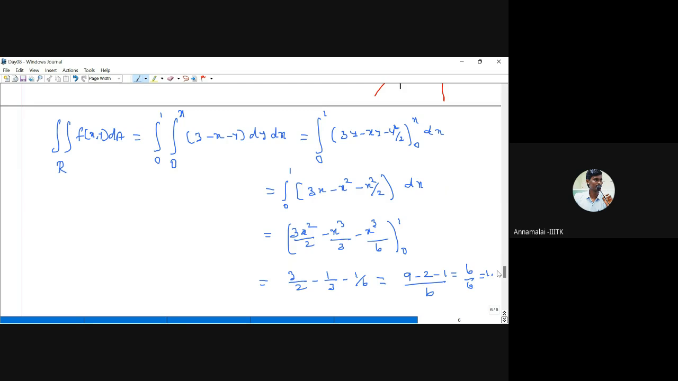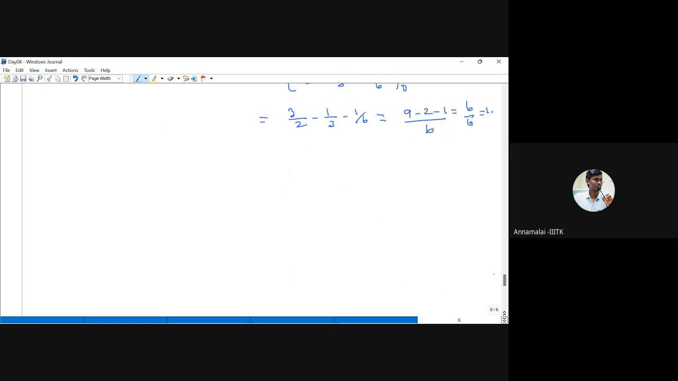So the volume bounded by this triangle and the function is 1. Okay. Any doubt in this? Anyway, we can change the order also. Maybe we'll discuss one more problem and then we can stop. Otherwise, I'll give it as an exercise, and you try to calculate.